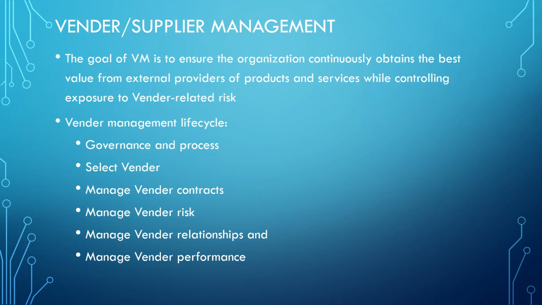Select a vendor. Then we select a vendor in accordance with a formal, unbiased practice to ensure the best fit for the product service requirements and the best value at the optimal exposure to vendor risk. Then we have manage vendor contracts. So we manage vendor contracts through the contract life cycle. We manage vendor risk to protect the organization from negative effects that can be caused by events on the vendor's side.